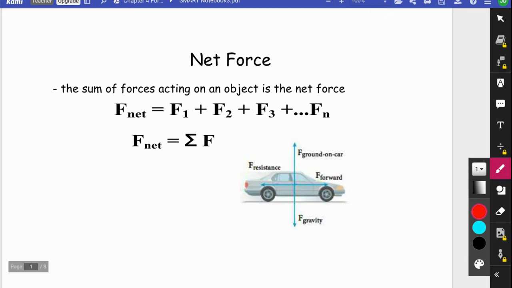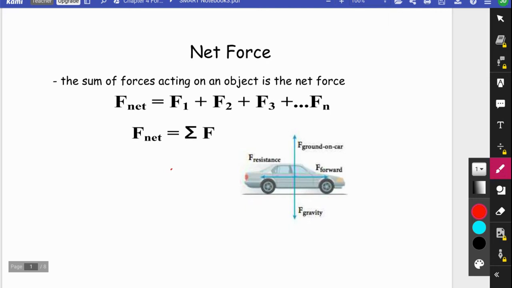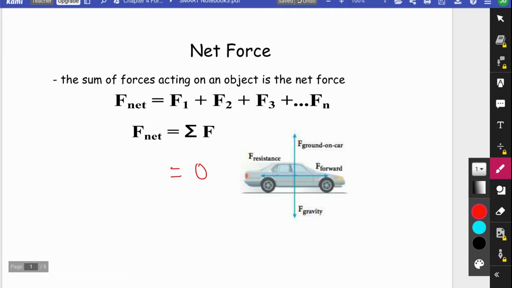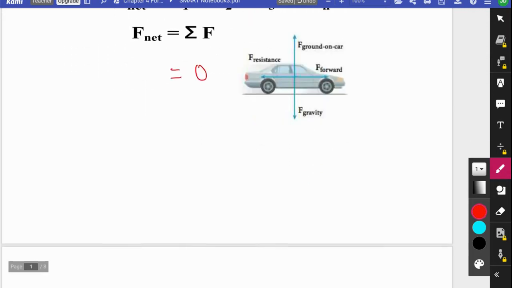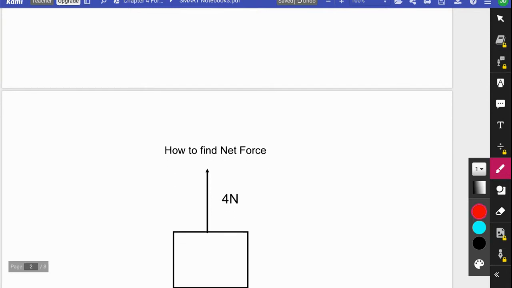Basically, the net force, the sum of all the forces acting on an object, is the net force total. And for static equilibrium, that net force is going to come out to be zero. So the sum of the forces is going to come out to be zero. But we're going to talk about that and get to that point in a second. So how do we find the net force?